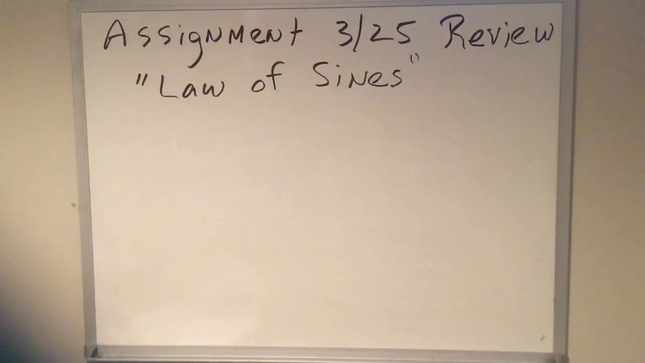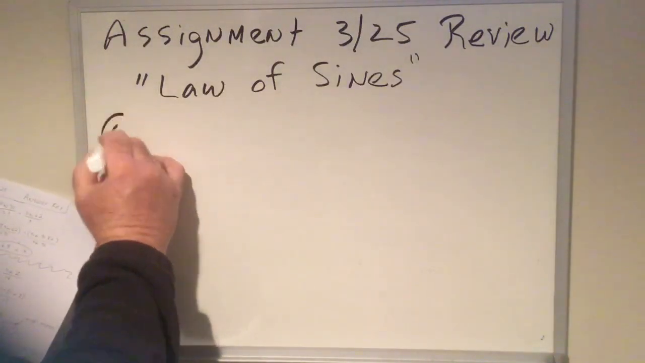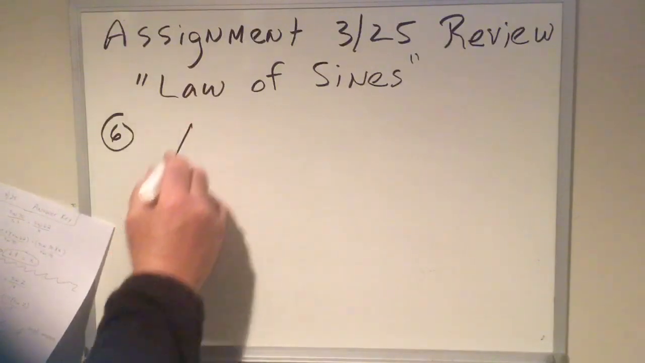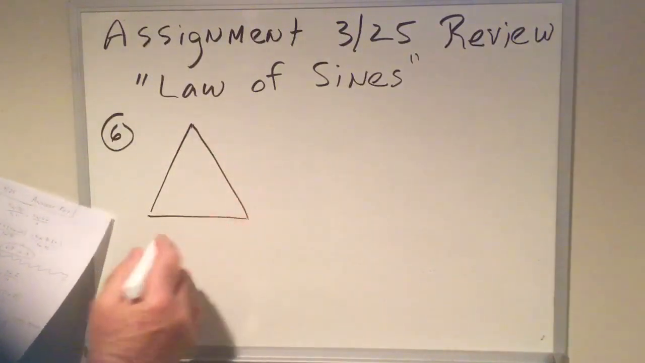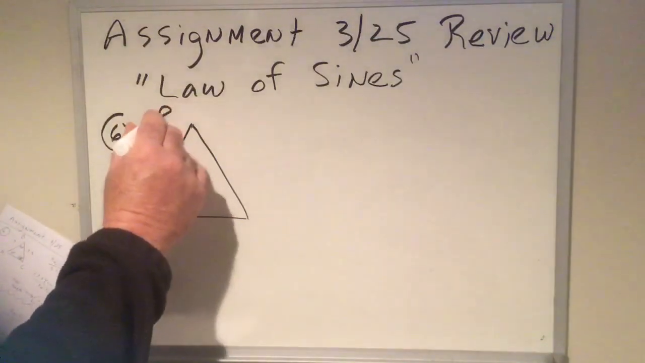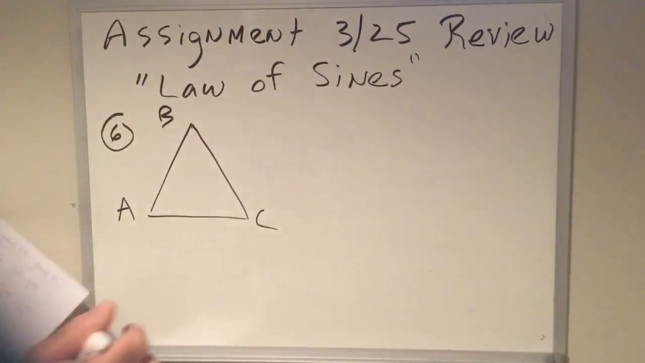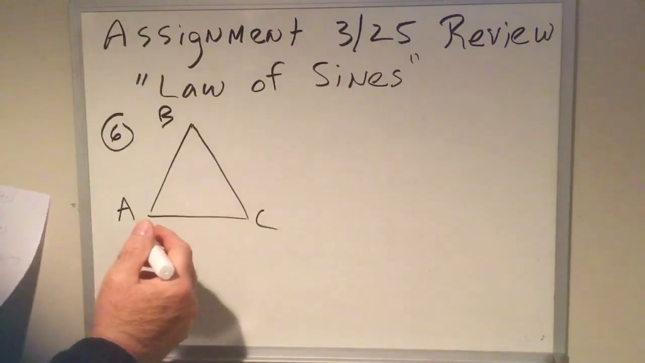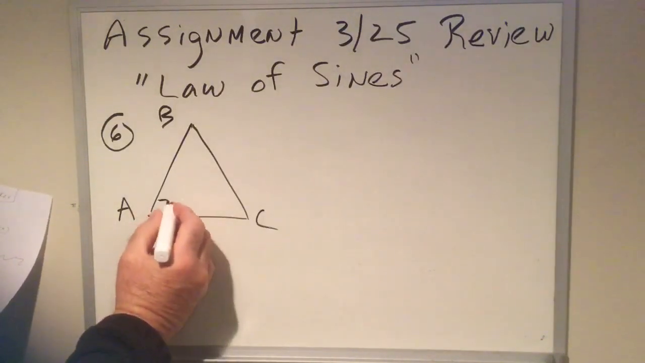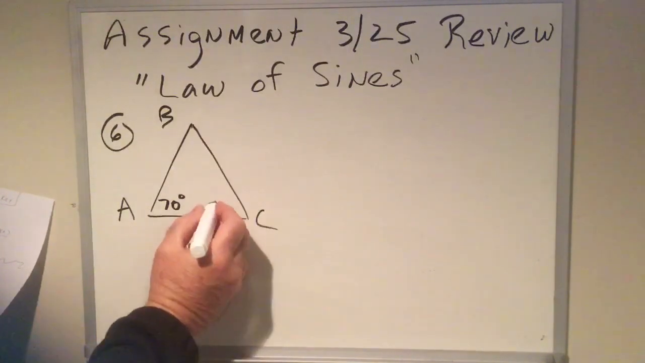Now, problem number 6, right on our paper. We had a triangle, I believe they called it ABC. Hold on while I get these glasses going. There they are. ABC. And they give us some information. I believe they tell us this angle here is 70 degrees, and this angle here is 62.